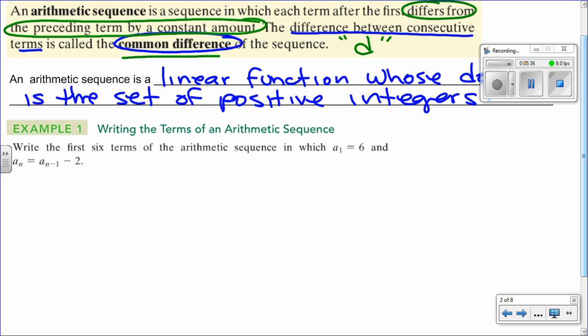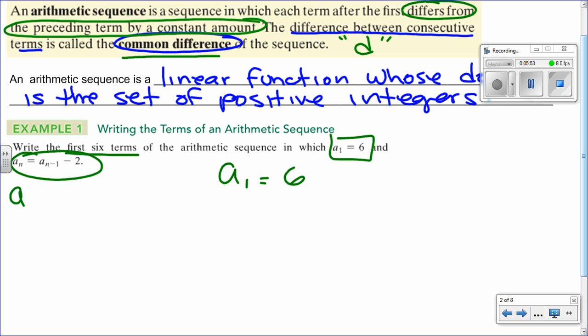Now for example 1, we're going to write the first 6 terms, and we are given the first term: a sub 1 is 6. According to this formula, to get the second term, we need the first term, the one right before. That's why we have n minus 1 for the subscript, and then we subtract 2. To find the third term, we need the second term and then subtract 2.